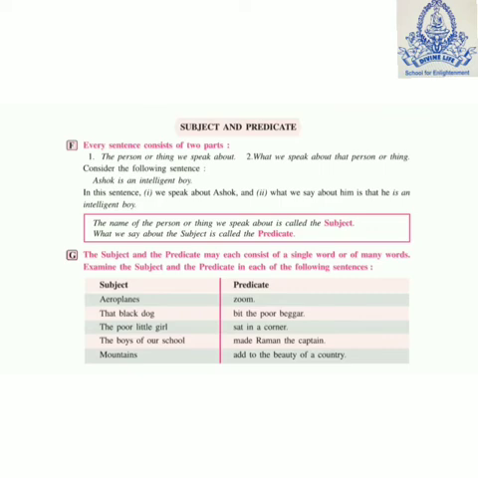Right? So, the boys of our school. The boys of our school is the subject. Made Raman the captain. What did the boys of the school do? They made Raman the captain. So what the boys of the school did is the predicate. Mountains are the subject. Add to the beauty of a country. Mountains are the subject and add to the beauty of a country is the predicate.